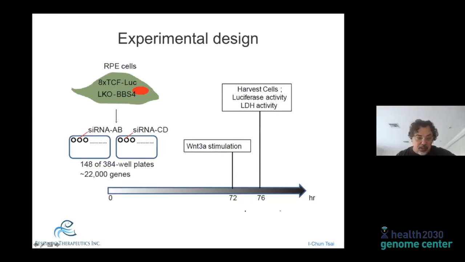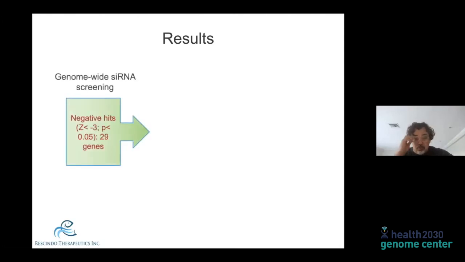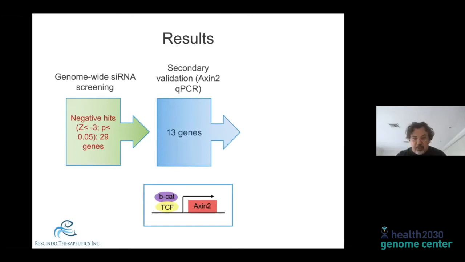Okay, what does the result look like? When we applied a very stringent filter of Z of -3, and of course a significant p-value, we ended up with 29 genes. What does that mean? It means we found 29 genes in the genome that, when suppressed, could rescue the aberrant luciferase activity induced by BBS4. When we did a second experiment, AXIN2 being a very well-known target of beta-catenin, with qPCR, 13 of the 29 genes survived.